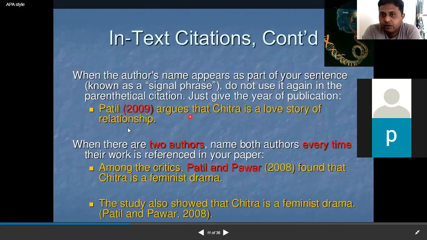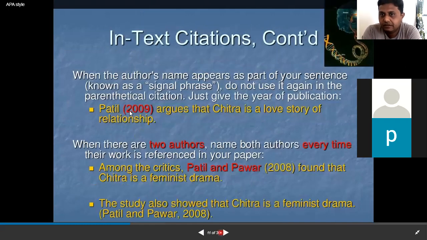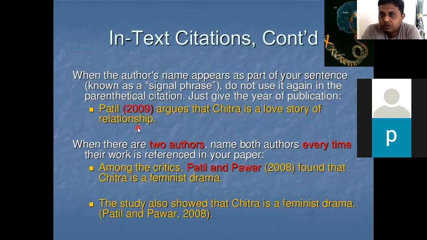Suppose that if you want to mention the name of the author in the beginning, okay, see over here we mention the name of the author at the end of the line. This is the copied line. Chitra is the love story of relationship. I am just mentioning the name of the source at the end of that copied line. But suppose that if you want to mention it in the beginning, right? See the copied line. Chitra is a love story of relationship. Then what to do? How to cite?